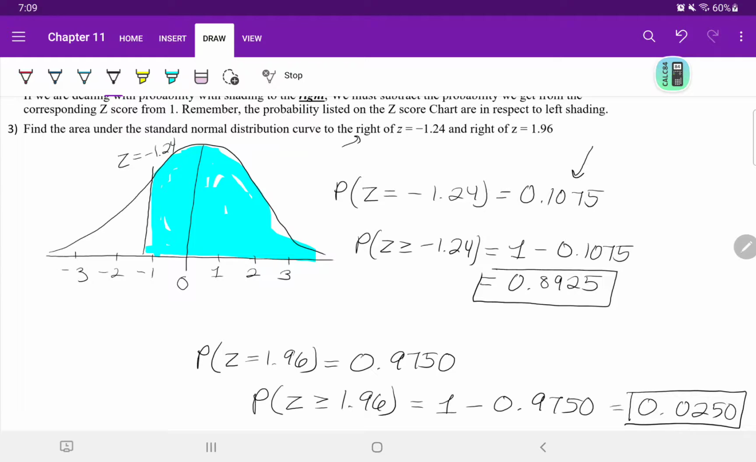So once again, shade it to the left: the probability you get from the z-score table is your final answer. Shade it to the right: the probability you get from your z-score table, you must subtract that from 1.